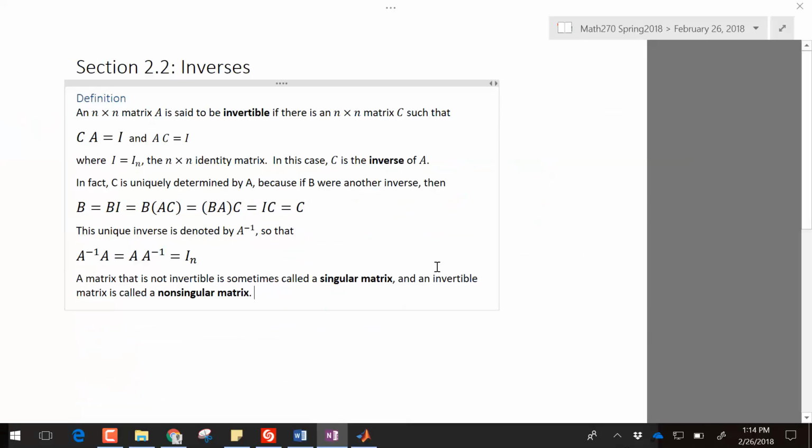All right. So today we're going to deal with inverses. Here's the formal definition written in the book. If you have an n by n matrix A, it's said to be invertible if you can find another matrix C such that C times A is equal to the identity. And also, since matrix multiplication is not commutative, we also want A times C to give you the same result.